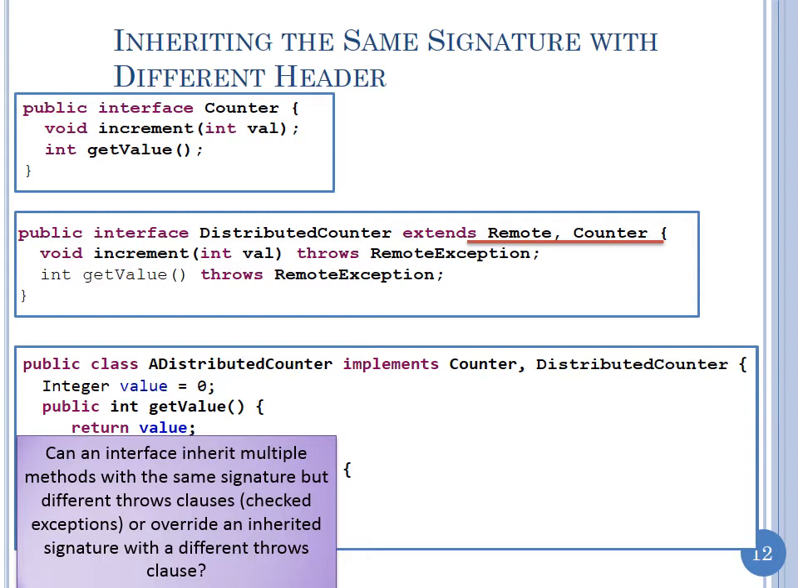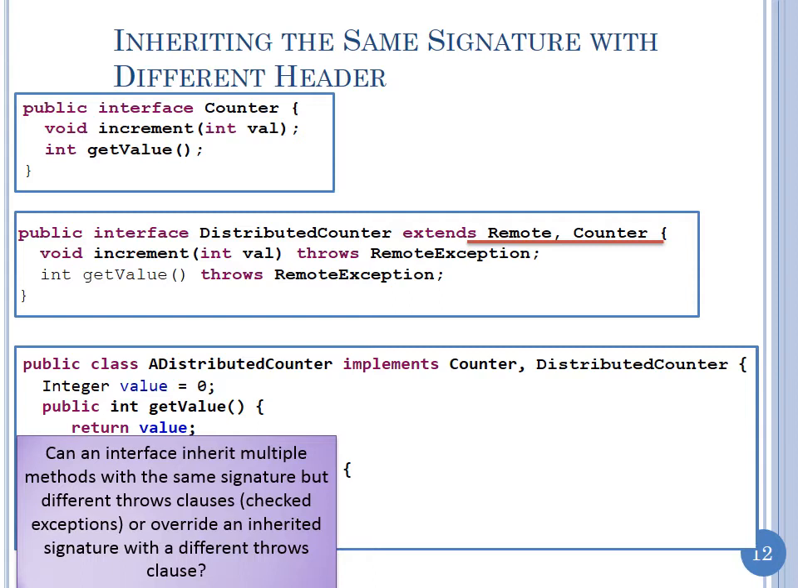Okay. And then a distributed counter class implemented both the interfaces. Okay, distributed counter had the exact headers that counter has, but it also said that it implemented remote exception. And we saw that was fine because a class's throws clause can be less restrictive than the interface's clause.